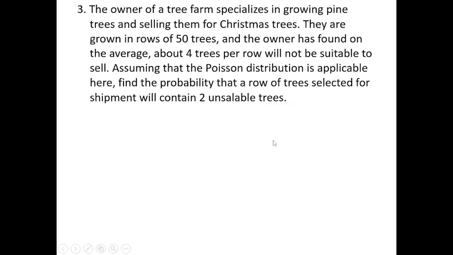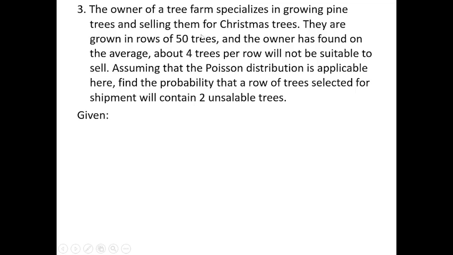Okay, let us analyze. We have the owner of a tree farm, no? Specializes in growing pine trees and selling them for Christmas trees. Now they are grown in rows of 50 trees. Okay? Rows of 50 trees.